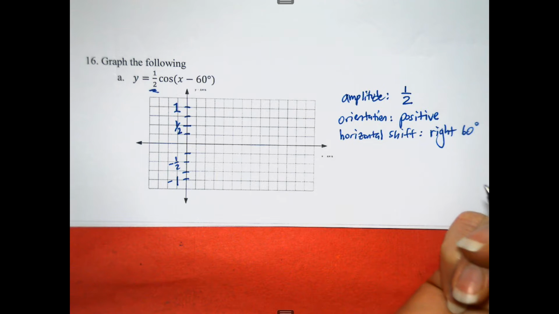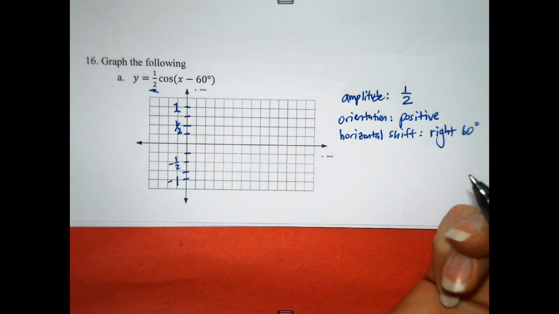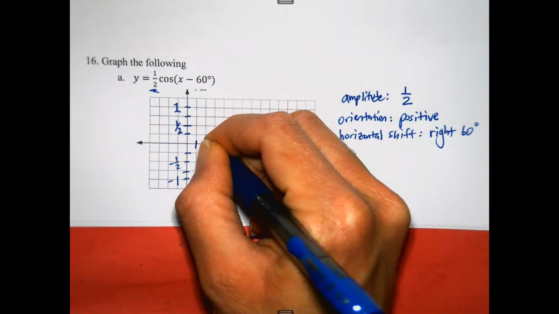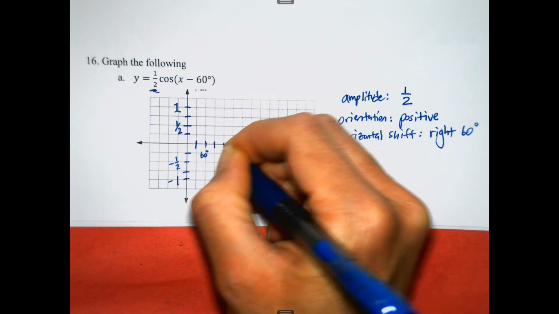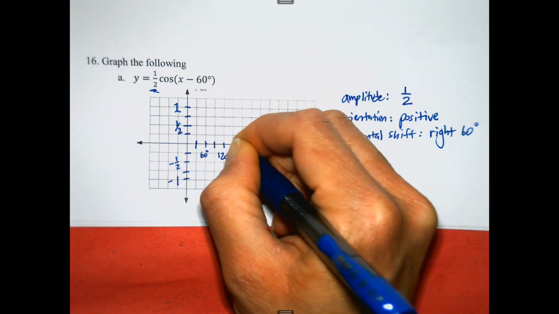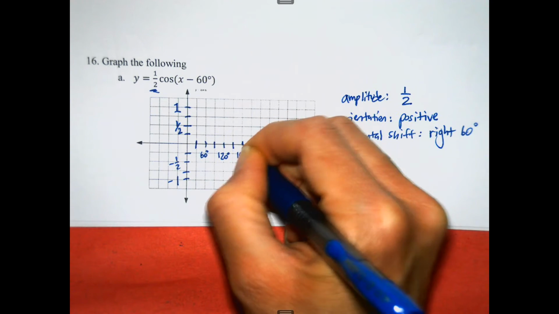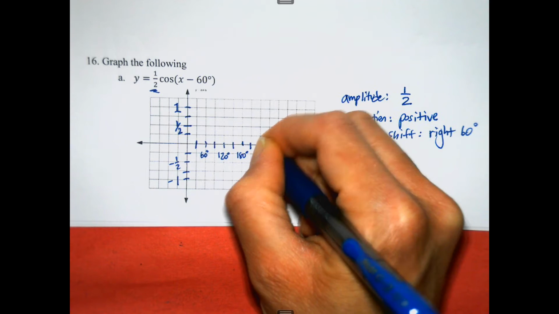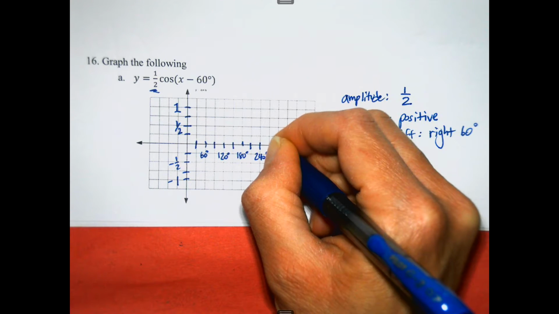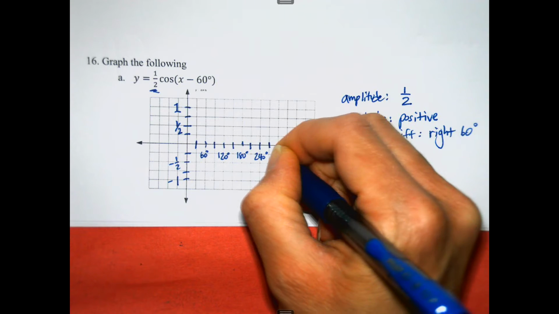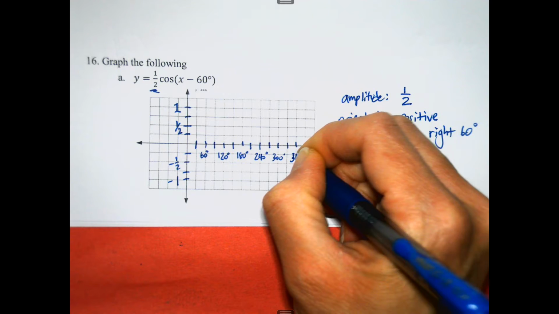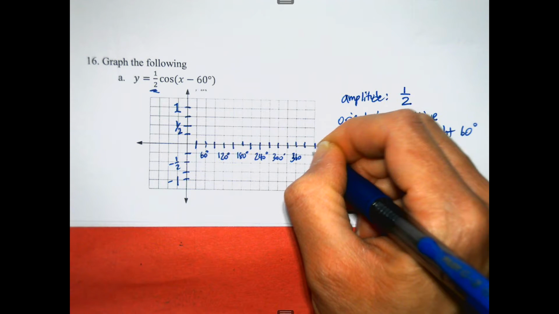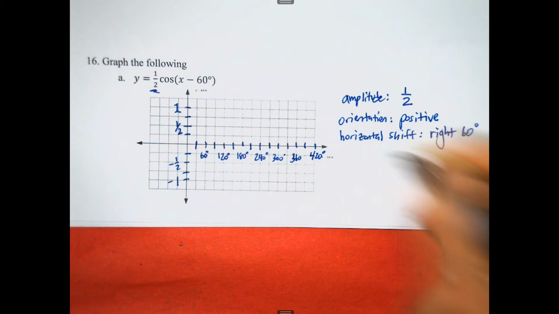And then on my x-axis, I'm going to have to shift by 60. So on my x-axis, I'm going to go by 30s. So 30, 60, 90, 120, 150, 180, 210, 240, 270, 300, 330, 360, 390, 420, and so on.